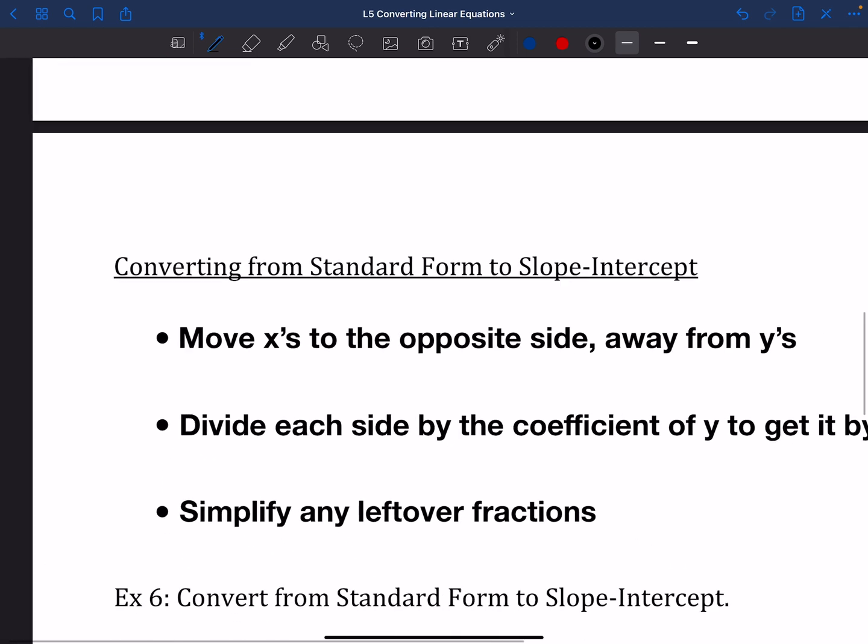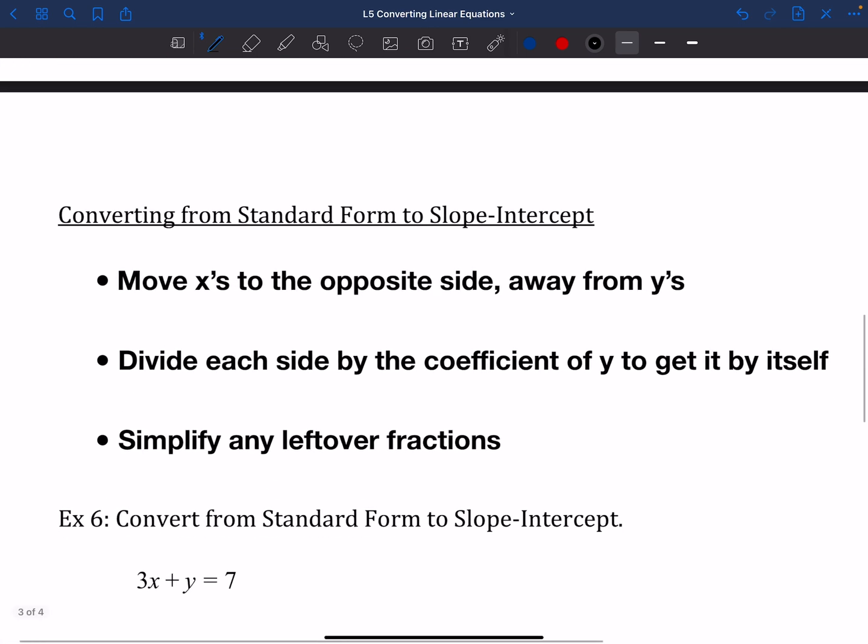So something else you might need to do on the next page there is convert from standard form, right? ax plus by equals c. And we might want to turn that into slope-intercept form, y equals mx plus b. All right. The reasons that we might want to do this is that, slope-intercept is much easier to graph than standard form. Right? So to do that, what we want to do is we want to move our x's to the opposite side, get them away from the y's, right? So that hopefully the other side looks something like mx plus b already.